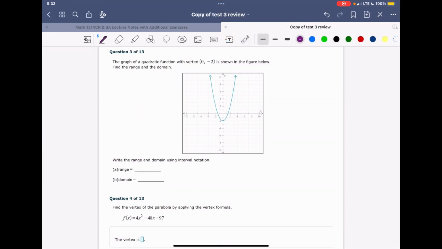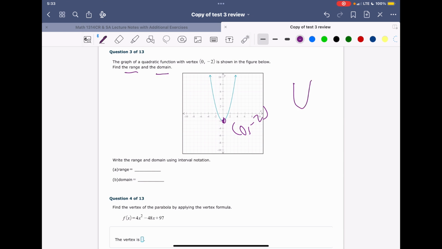The graph of the quadratic equation with vertex 0, comma, -2 is shown below. So this is the vertex, 0, comma, -2. It says find the range and the domain. So it's tricking you. Range is first and then domain.